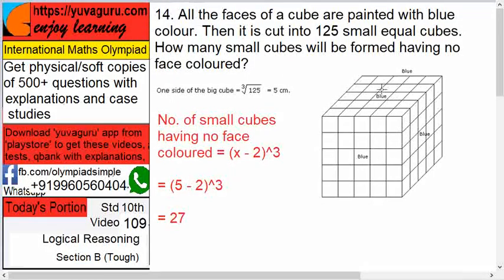How many of them will have one face colored? So one face means what? 1, 2, 3. 1, 2, 3. 3 on this side, 3 on this side. So x minus 2 the whole square on one face. And 6 faces together. So 3 by 3, 9 into 6. 54 will have one face colored. Right? That can also be the question.